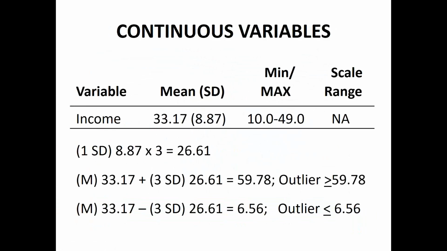And if we subtract 26.61 from 33.17, we get 6.65. So a low outlier, an extremely low score, would be equal or less than 6.65. And the lowest value we have, seeing the min-max there, is 10. So there are no outlier scores to worry about their undue influence on the findings. So we're safe there.